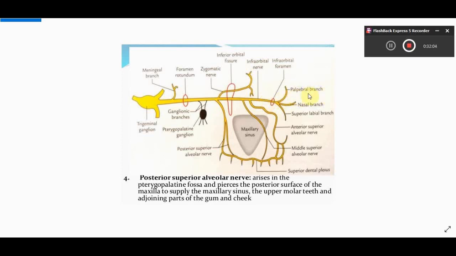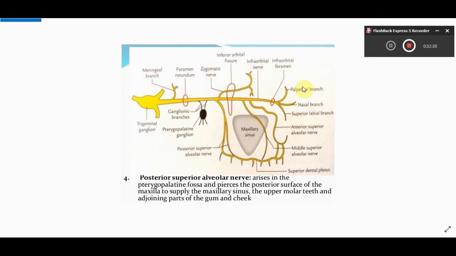Palpebral to the palpebra, nasal to the nose, and superior labial. The labial has to do with the lips. Palpebral, as you can see, has to do with the eyelids. Now the nerve is accompanied by the infraorbital branch of the third part of the maxillary artery and the accompanying vein. So you need to understand at least the names: palpebral branch, the nasal branch, and the superior labial branch.